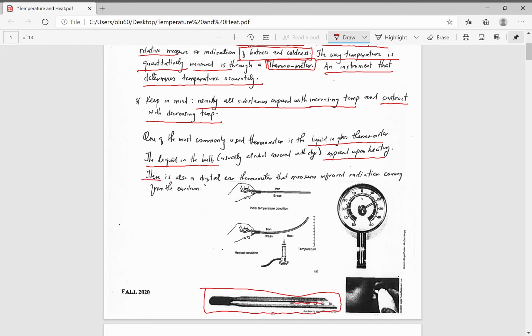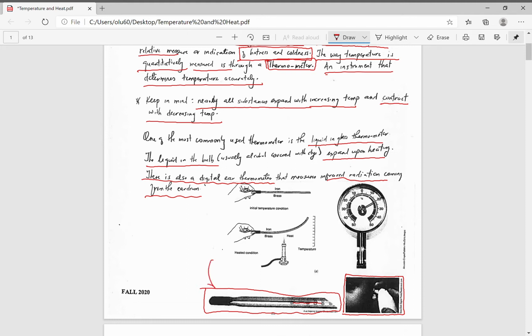And you also have what you know as a digital ear thermometer, which typically uses infrared radiation to generate its heat to be able to give you a measure of how hot that individual is. And they typically use that for more pediatric applications. Pretty much put it in your ear, which is what I have right here. Okay, so these are just different forms of how you can measure temperature.